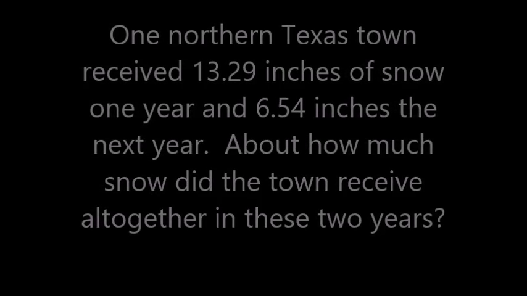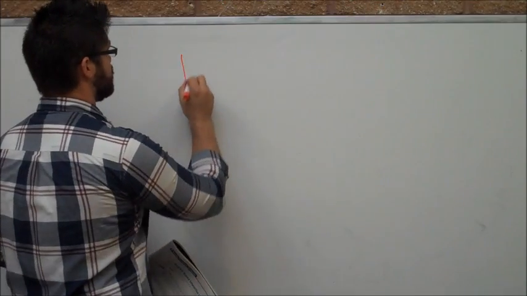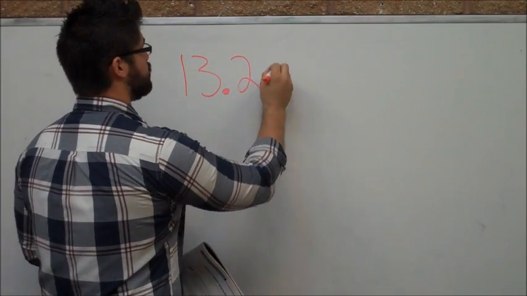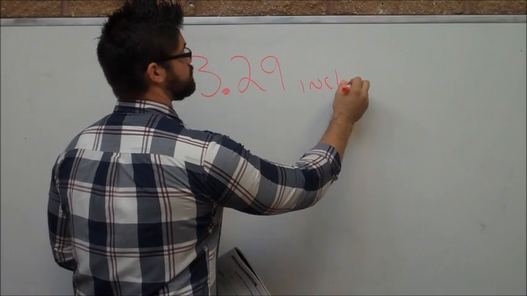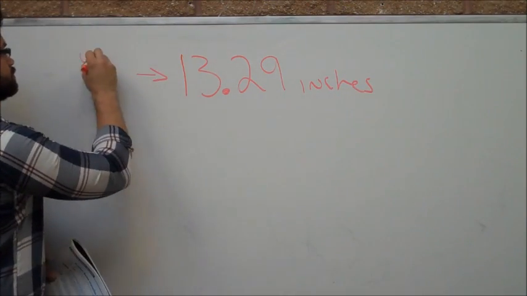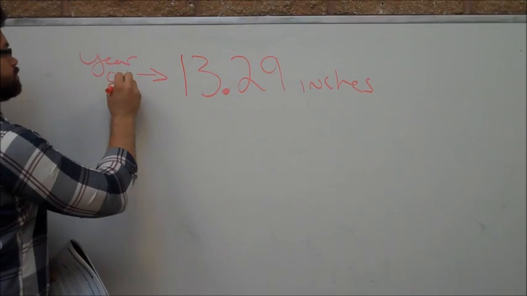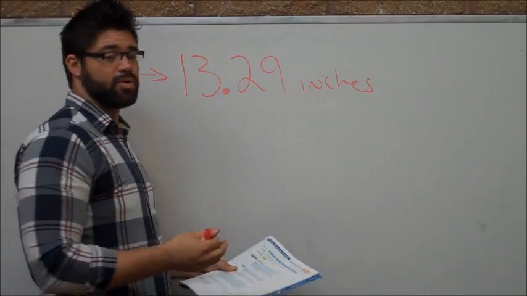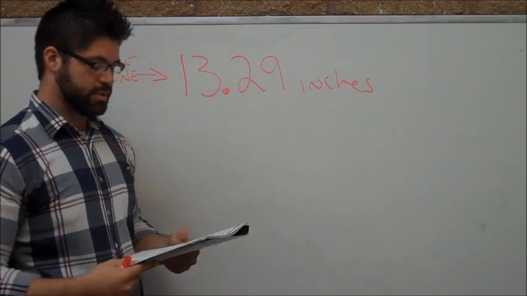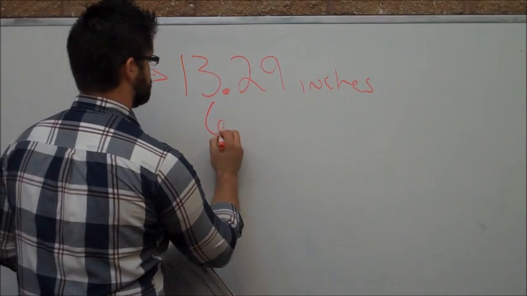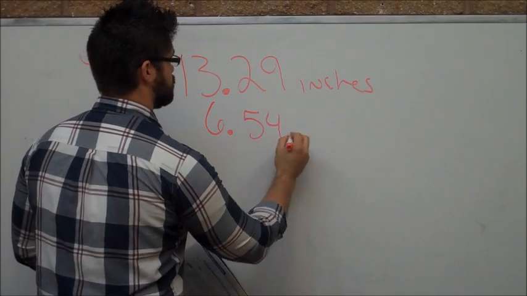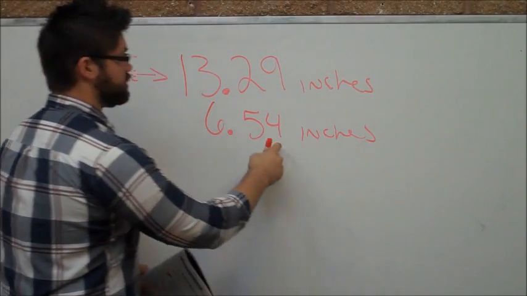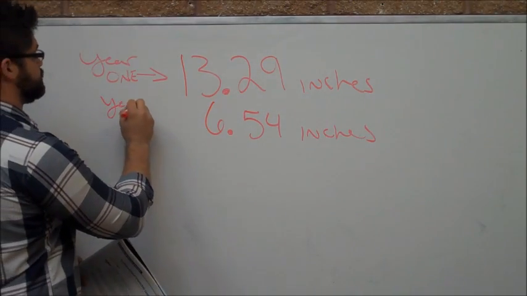You're going to work with a partner to solve this problem. Well, you don't get a partner today, you get me as your partner. It's even better, right? So here we go. I'm going to write down all the information that's important, right? The first year, there was 13.29 inches of snow. So that's year one. That's what I'm going to write down first. 13.29 inches of snow. The second year, there's 6.54 inches. So this is year two.